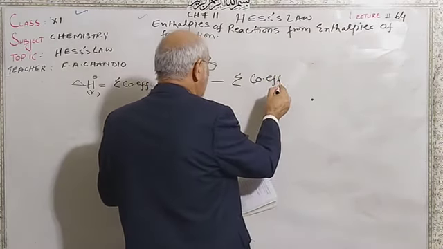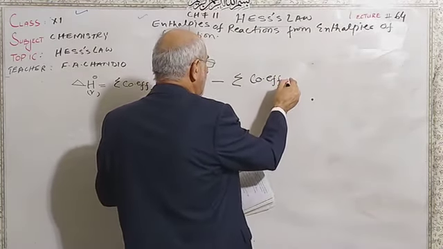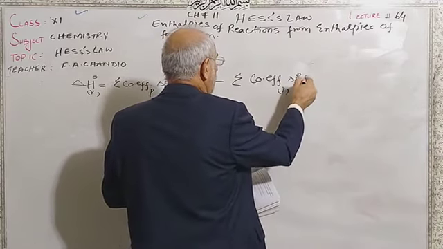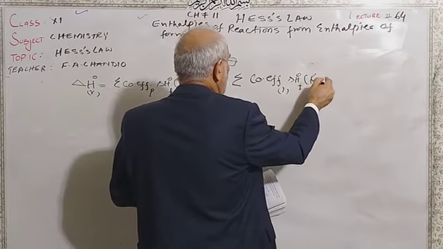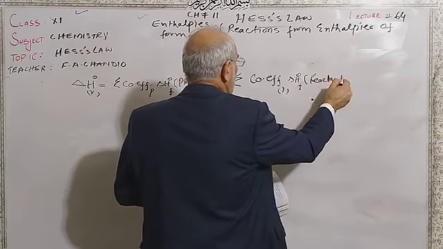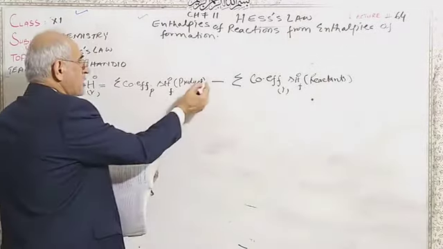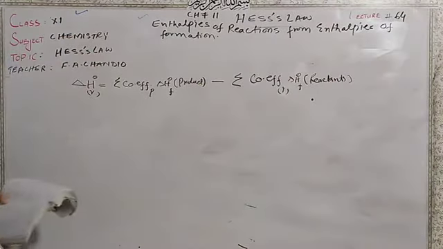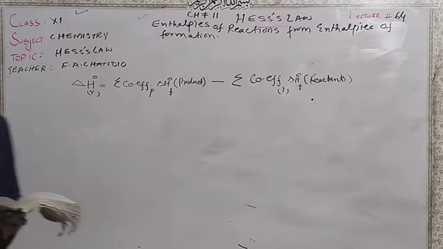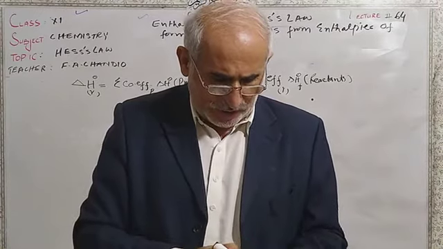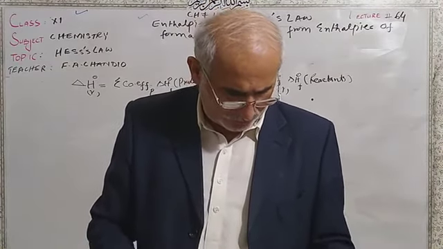This is the coefficient for the reactants, delta H naught formation for the reactants. This is a minus. Yes, this is the formula. Use this formula to calculate the standard enthalpy of the reaction.